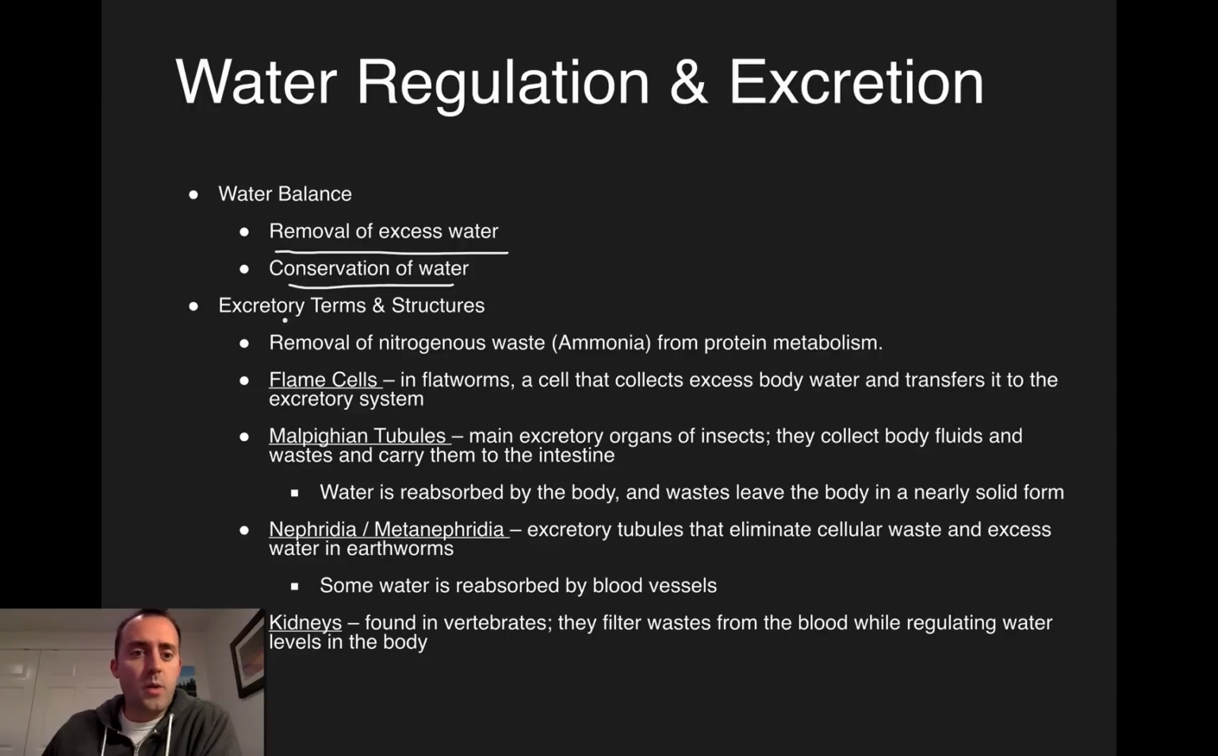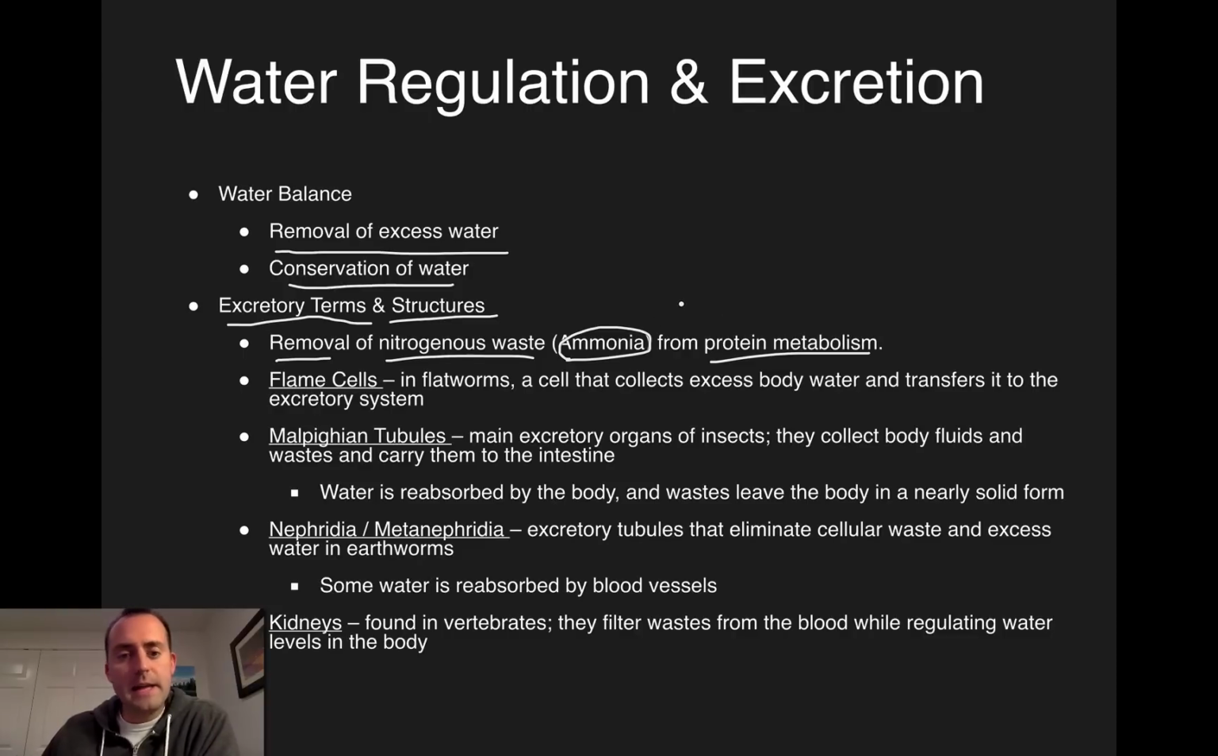Closely tied to water regulation is the excretory system. So there are some terms and structures we're going to talk about. Basically, the excretory system is in charge of removal of nitrogenous waste, which is basically in the form of ammonia, which comes from the breakdown of proteins. As you digest proteins, that nitrogen forms ammonia, and that's very toxic to your body. A lot of animals, since they live in aquatic environments, don't really have a problem getting rid of ammonia because they just excrete it out of their body and it floats out in the water.